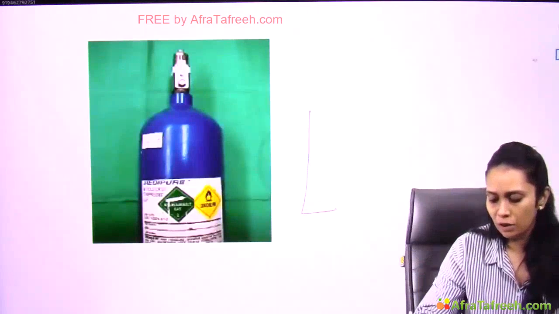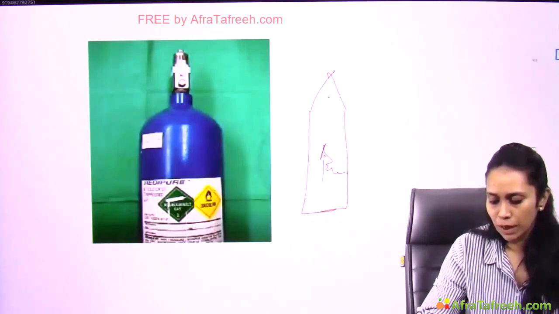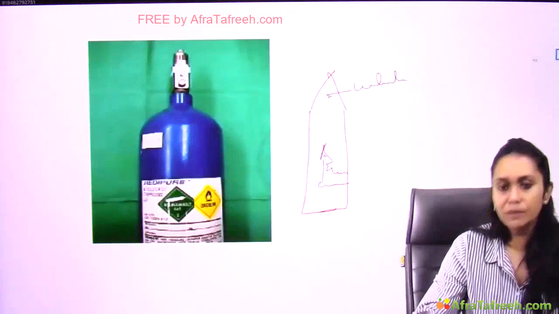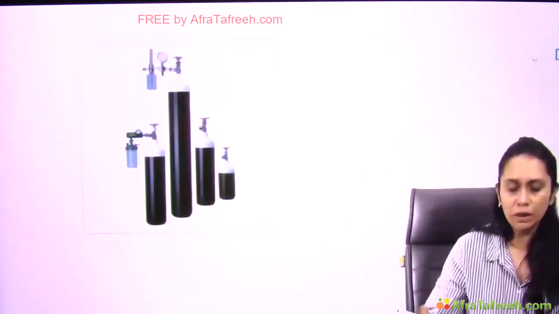Then Entonox has color coding of blue body and white shoulder. This is blue and this would be white. Then this is an oxygen cylinder, black body, white shoulder.